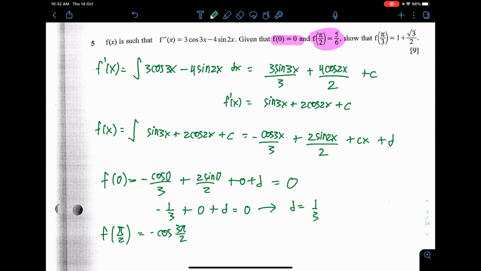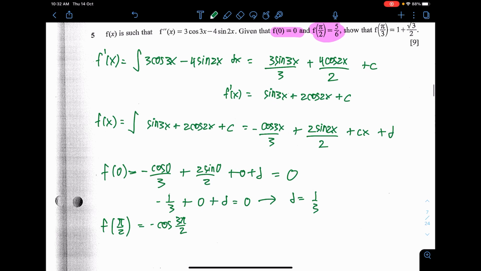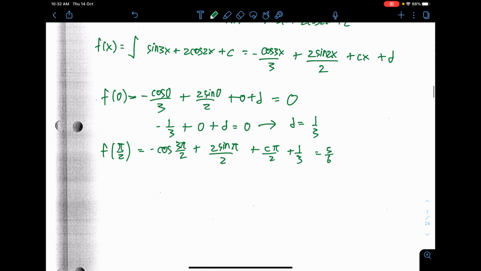Put down x equals pi over 2, and then plus 2 sine of pi over 2 plus c times pi over 2 plus 1/3 equals 5 over 6. Okay, well, you just need to work this out. You can use a calculator and everything.